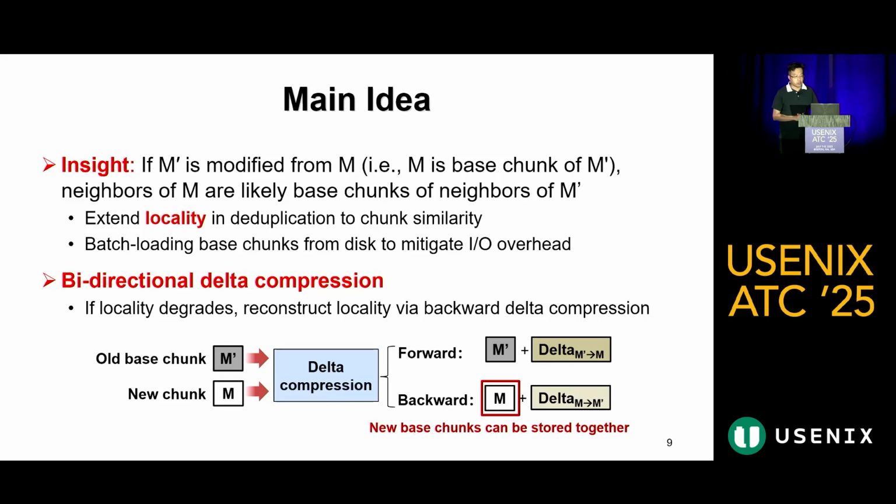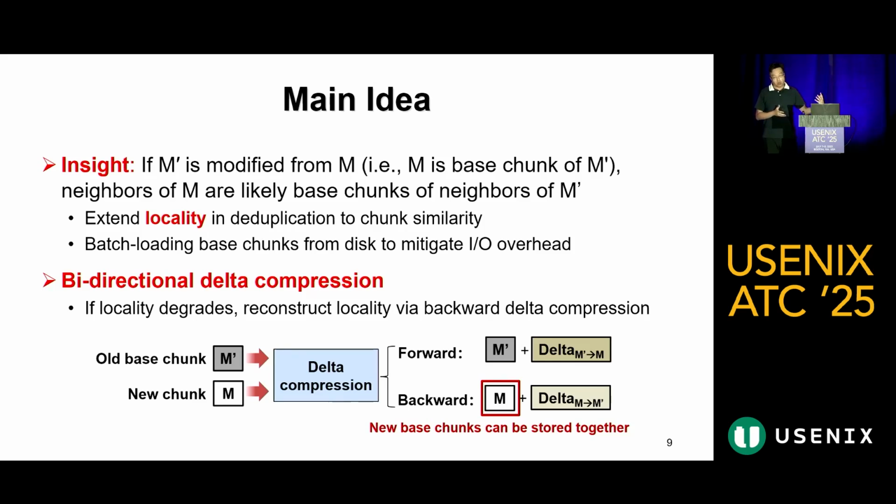So what we want to do is to reconstruct the locality based on backward delta compression. Originally, we delta compress a new chunk with respect to the old chunk. We call this forward delta compression. Now, we do the other way around. We delta compress the old chunk with respect to the new chunk, and that's what we call backward delta compression. So now we use the new chunk as the base chunk.